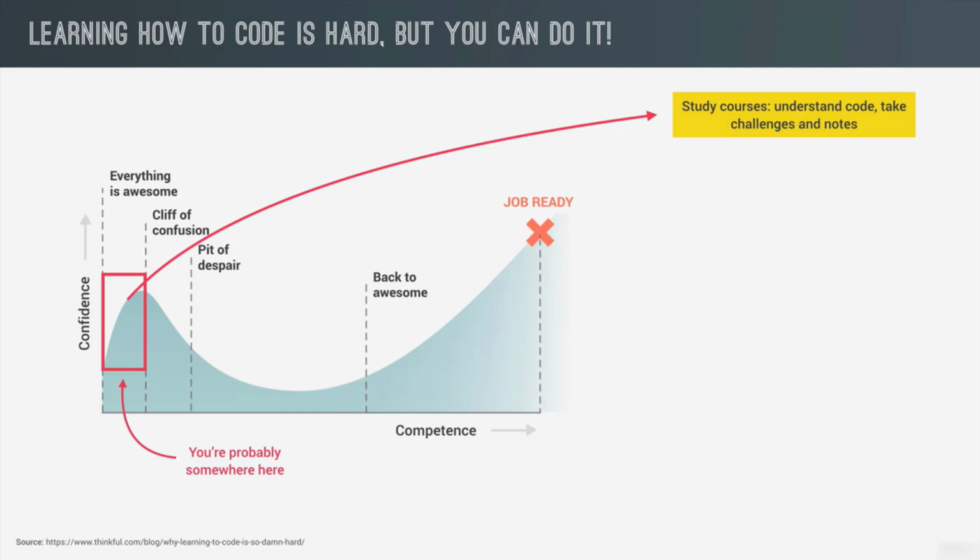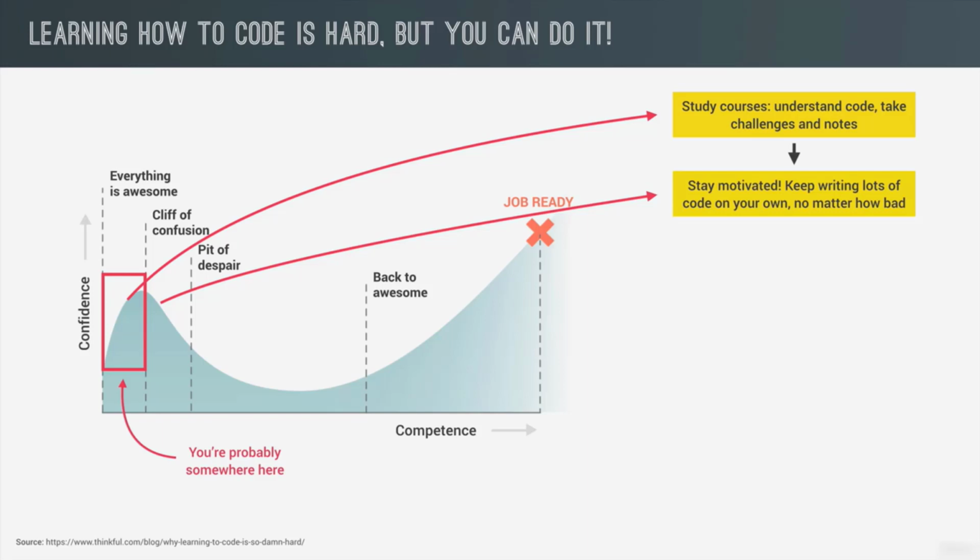But don't lose motivation here. Just keep writing lots and lots of code on your own, no matter how much time you need to spend fixing bugs and searching for a solution. It's all part of the journey, and it's still gonna be fun. Slowly, you will become better at writing code, so you will become more competent. But your confidence might drop even further because now you start to realize just how much more you will need to practice until you can build a real application on your own.